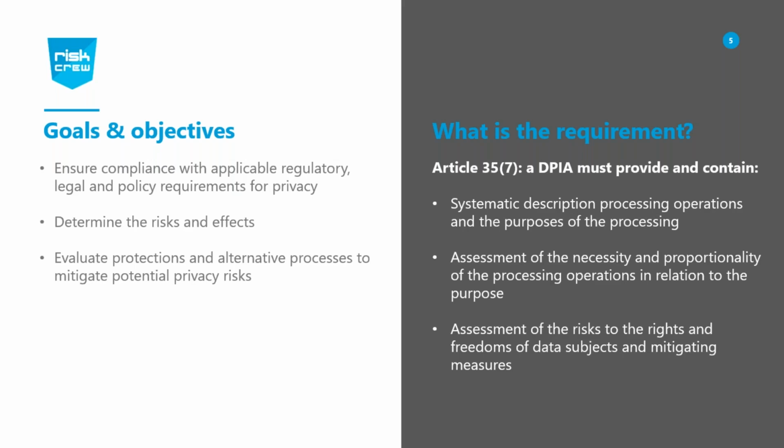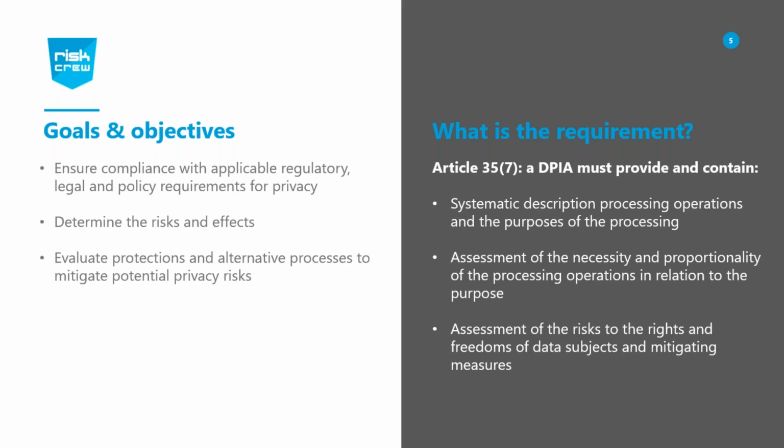Now, for the requirement of a DPIA, Article 35 clearly states the DPIA must provide and contain a systematic description of processing operations and the purposes of the processing, including, where applicable, the legitimate interest that is pursued by the controller, an assessment of the necessity and proportionality of the processing operations in relation to the purposes, an assessment of the risks to the rights and freedoms of data subjects, and the mitigating measures.